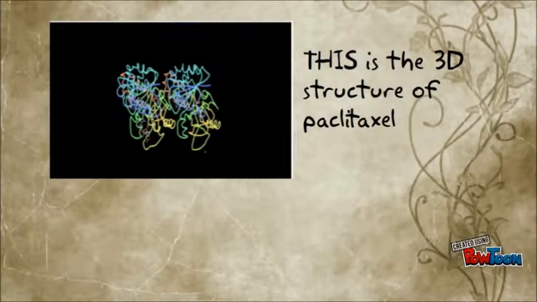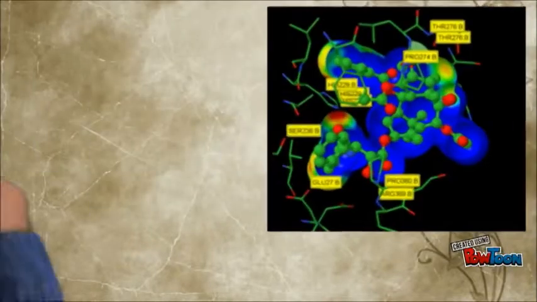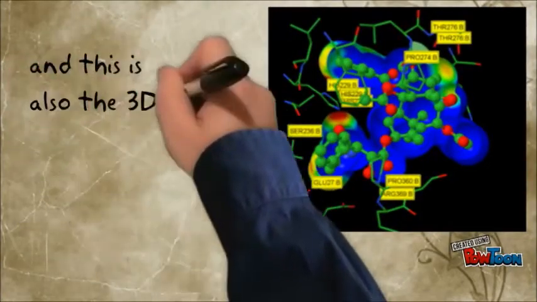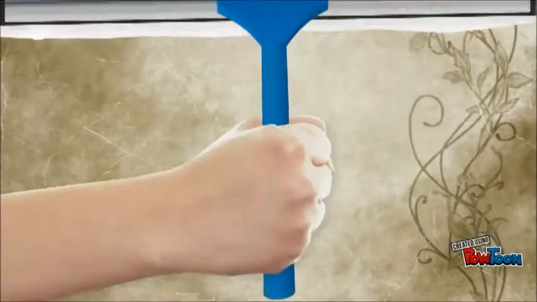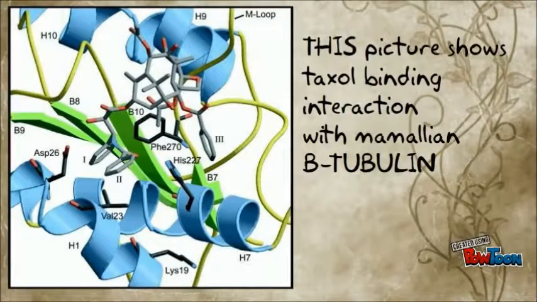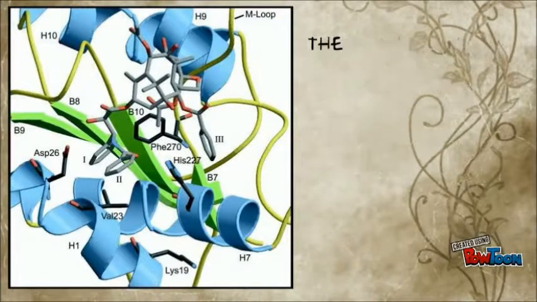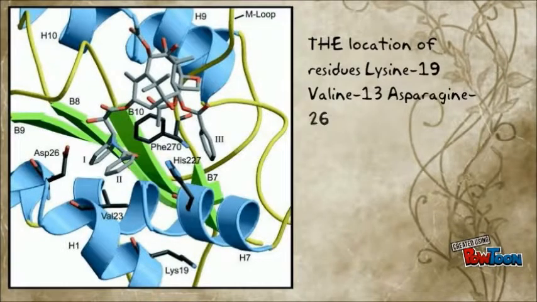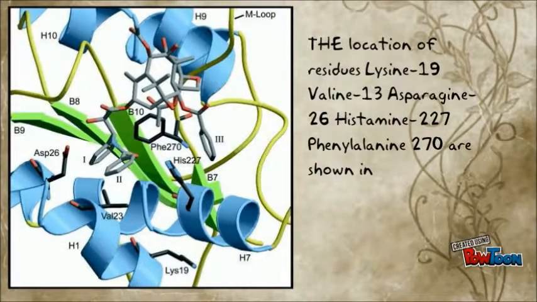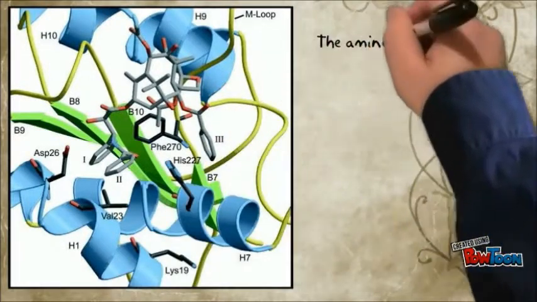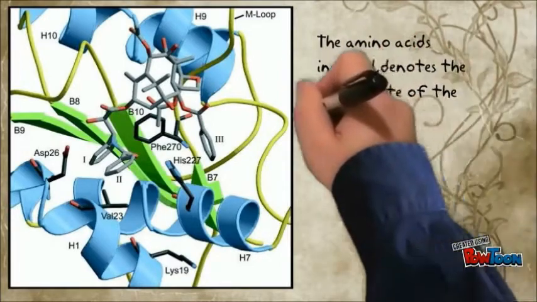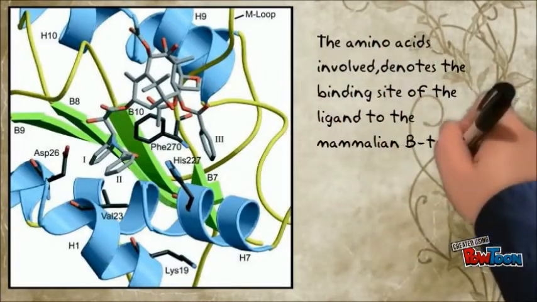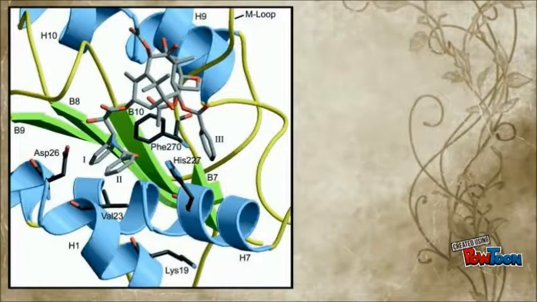This is the 3D structure of paclitaxel. And this is also the 3D structure of paclitaxel. This picture shows taxol binding interaction with mammalian B-tubulin. The location of the residue stated are shown in dark gray. The amino acids involved denote the binding site of the ligand to the mammalian B-tubulin.